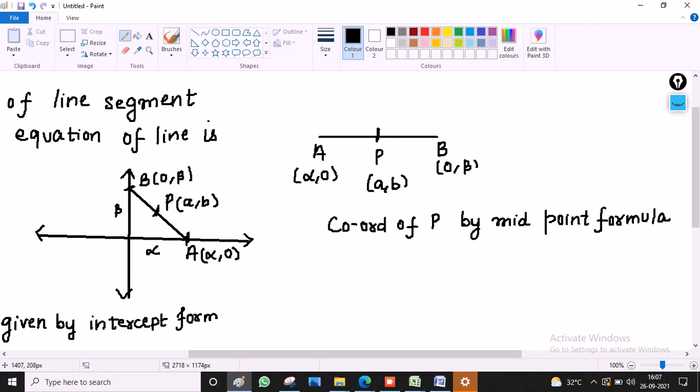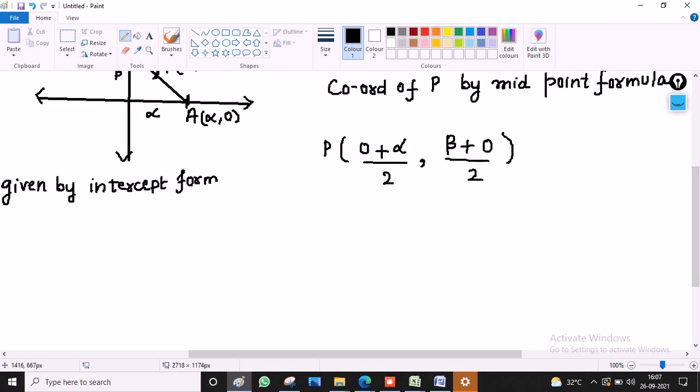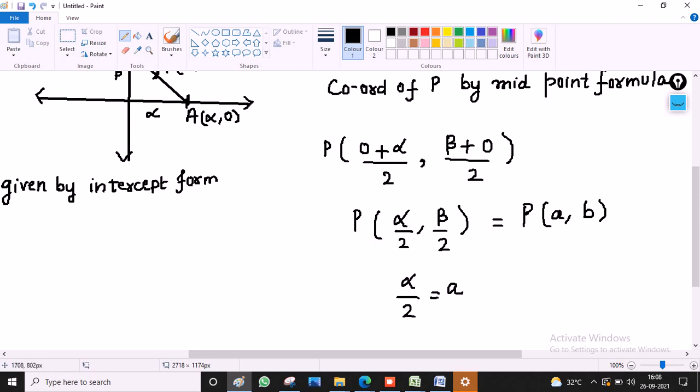So if I apply the midpoint formula, what will the coordinates of P be? It will be (1 into 0 plus 1 into alpha) upon (1 plus 1, that is 2) comma the y coordinate will be (1 into beta plus 1 into 0) upon 2. So by the midpoint formula, coordinates of P are alpha by 2 comma beta by 2, but it is given that coordinates of P are a comma b, so that means alpha by 2 is a and beta by 2 is b.